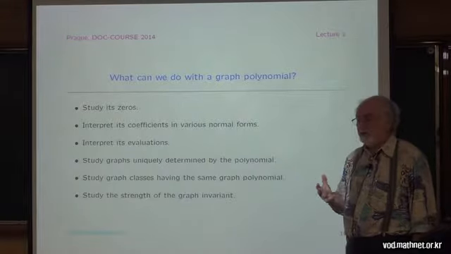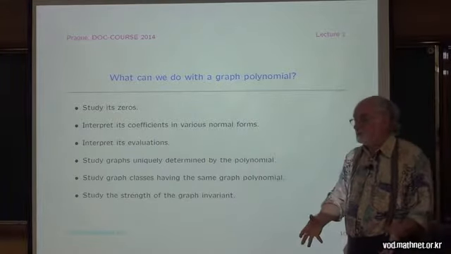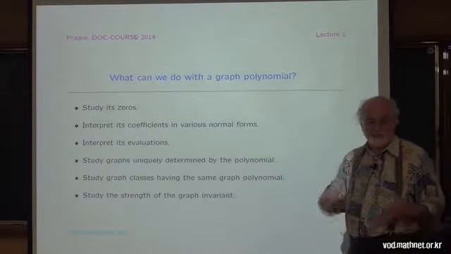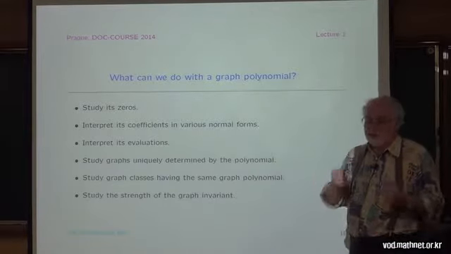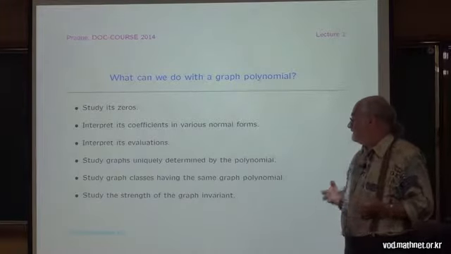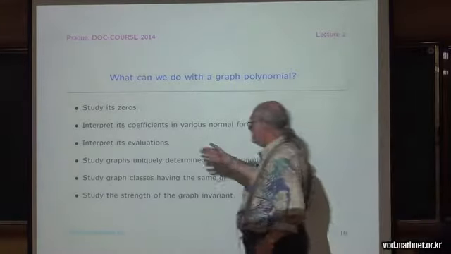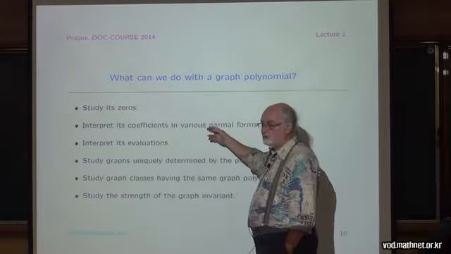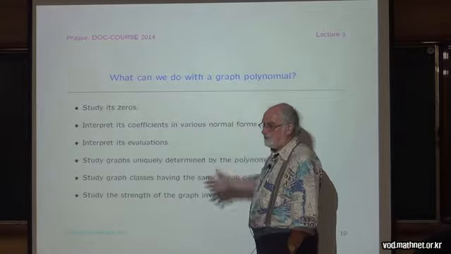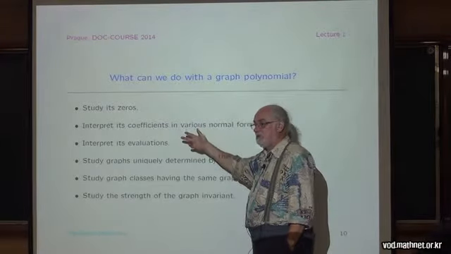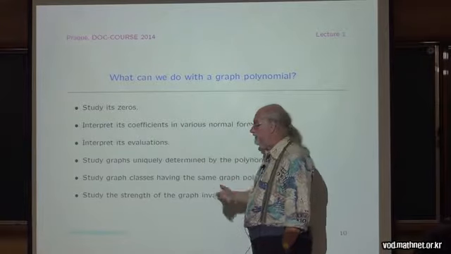Okay. In some sense, you can ask, okay, I found this. What can I do with it? And what is your imagination? I mean, the moment I tell you, here is an object which maps graphs into polynomials. Being polynomial, you can study the zeros of the polynomial. You can try to interpret the coefficients as graph parameters. You can try to interpret evaluations of this polynomial as something meaningful about graphs.